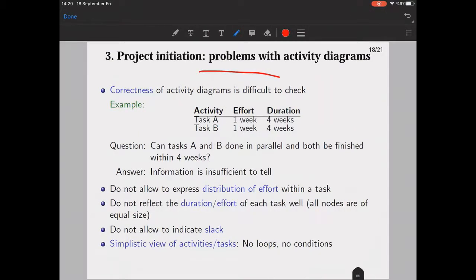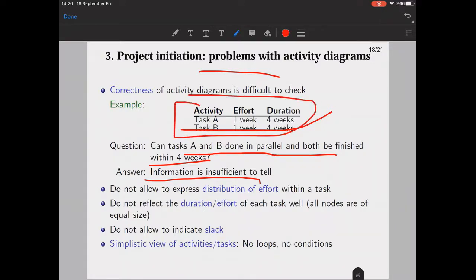She mentioned the problems with activity diagrams: correctness of activity diagrams is difficult to check, in fact. Suppose that your task A and task B take like this. They can be done in parallel and both be finished within 4 weeks. Information is insufficient to tell just by looking at this. Can they go in parallel or not?